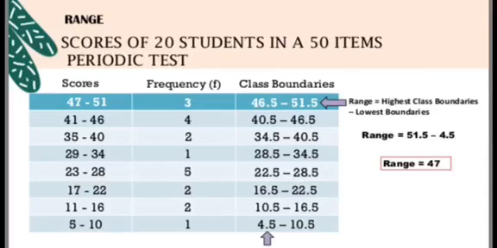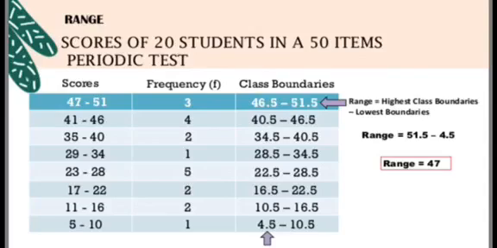the scores. So magpo-focus muna tayo sa mga given ng scores. To get the class boundaries of 47 to 51, so magbabawas tayo ng 0.5 sa 47 at magdadagdag naman tayo sa 51 ng 0.5. So magiging 46.5 to 51.5. Same sa 41 to 46, so magiging 40.5 to 46.5. Same process sa 35 to 40. Magiging 34.5 to 40.5. Sa 29 to 34, magiging 28.5 to 34.5.